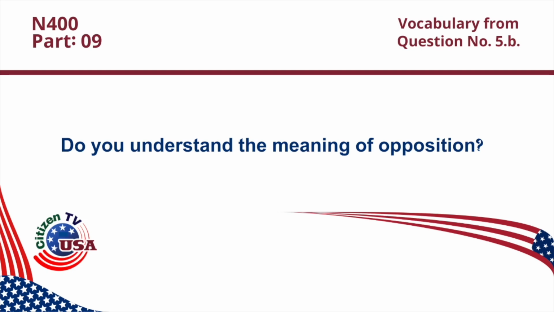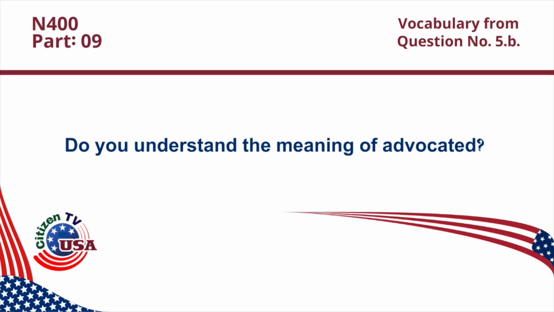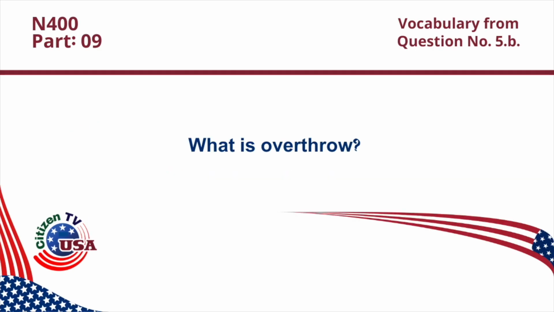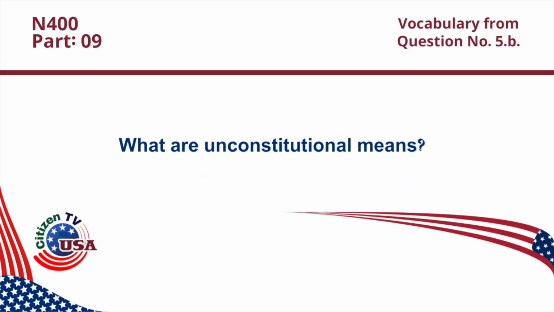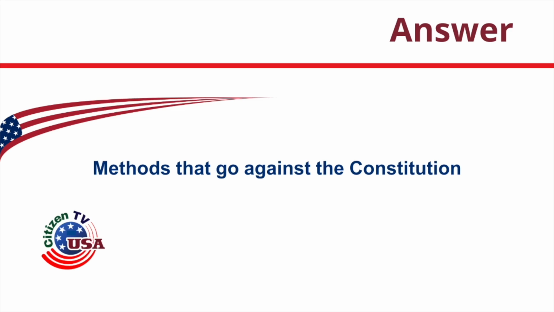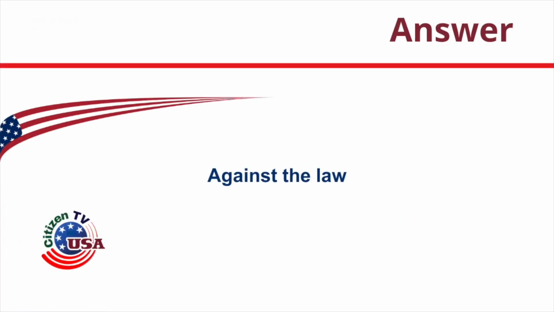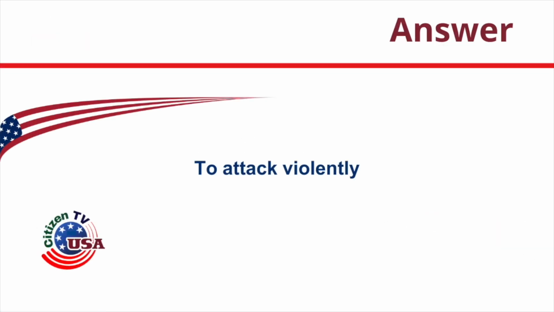Do you understand the meaning of opposition? Going against something. Do you understand the meaning of advocated? To support and promote. What is overthrow? To remove a government by force. What are unconstitutional means? Methods that go against the Constitution. Do you understand what unlawful is? Against the law. What is assault? To attack violently.